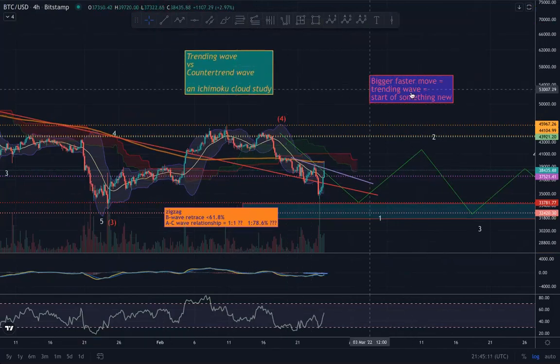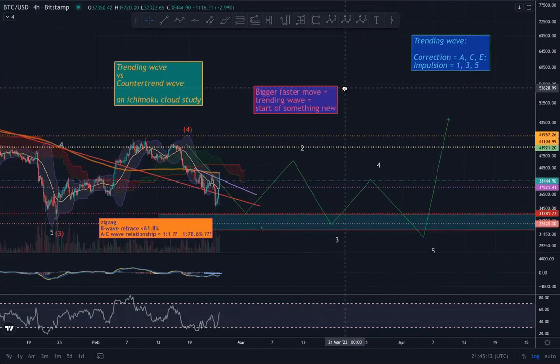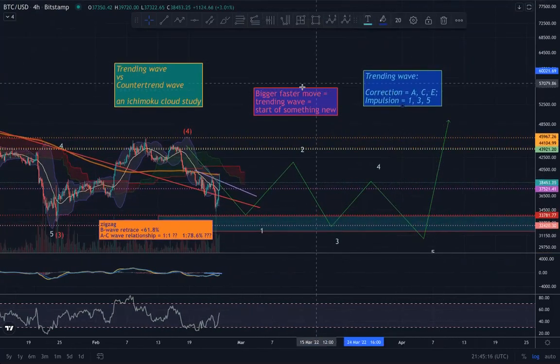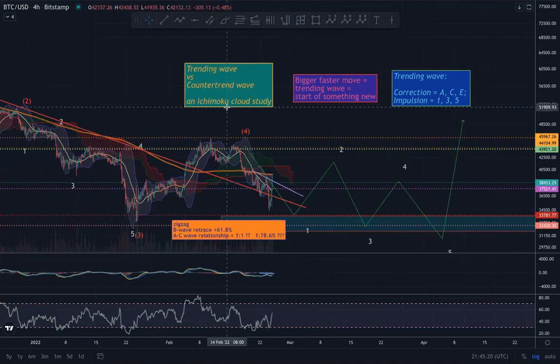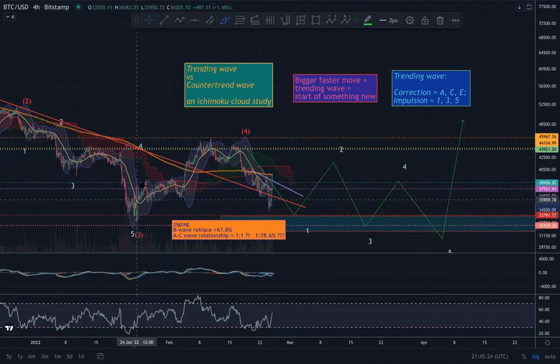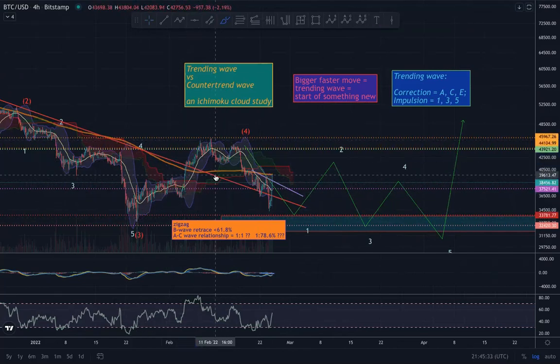I want to mention that we're going to think about trending waves versus counter trend waves. Generally, the idea is a trending wave is faster and could arguably be more simple. It just goes from point A to B much more quickly, and it's generally impulsive, we might say. A counter trend wave is generally corrective. Okay, it can have impulses in it.